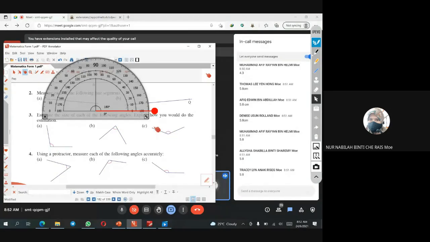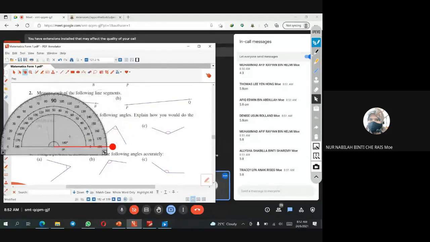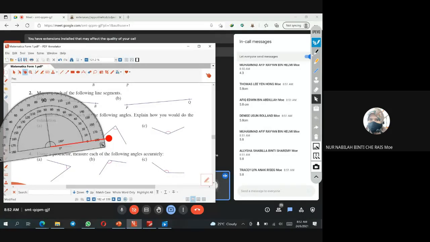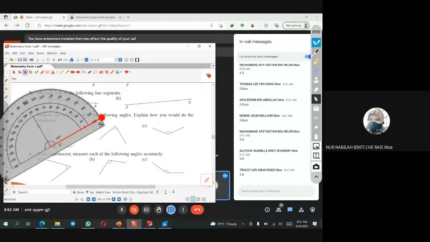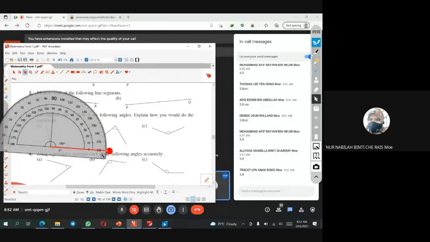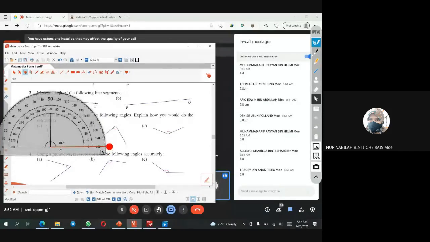So you put it there like this, and make sure the other line is on 0. You cannot put it like this, because your line is not on this line. So you must arrange your protractor so that it is on the line. Okay, on the line like that. Now this is your first line.